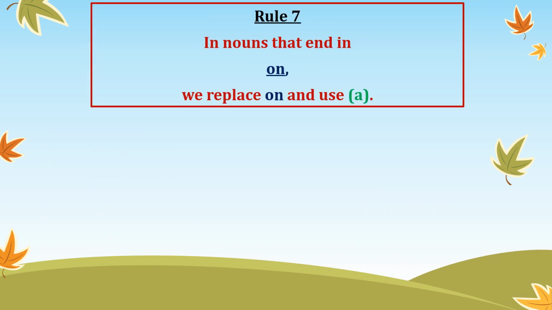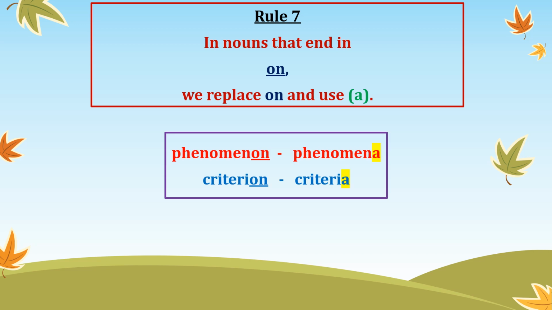Moving on to rule number 7. In nouns that end in ON, that means nouns that are ending with the letters ON, we replace ON and use A. Let us see a few examples here for this. The first noun here is phenomenon. So here this word is ending with ON. All you need to do is to cut ON and use A. So its plural form will be phenomena.